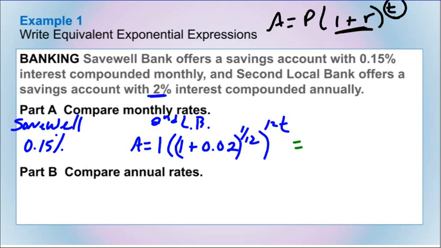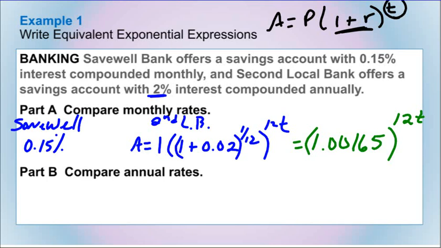So when I grab my calculator, I'm going to do 1 plus 0.02. That gives me 1.02. And I raise that to the 1/12 power. That's going to give me 1.0016, and if I want to go one more decimal place, that would be 5. This all is going to be raised to the 12t power.